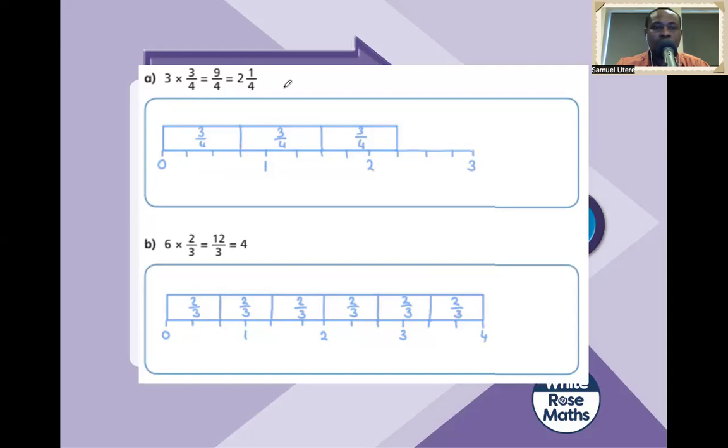And then when you change it to a mixed number, you see exactly that it fits the diagram. It goes beyond 2 and you have a quarter. And then this is the other one for you to check what you've done. So I'm sure you're doing very well at this stage.